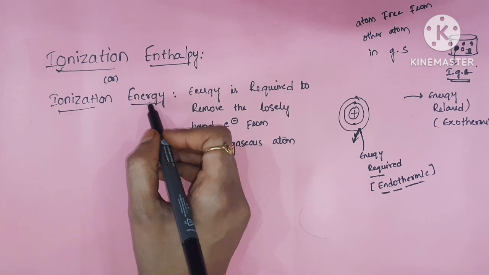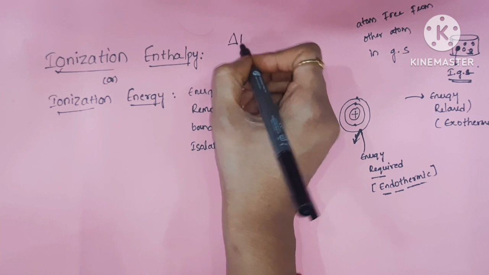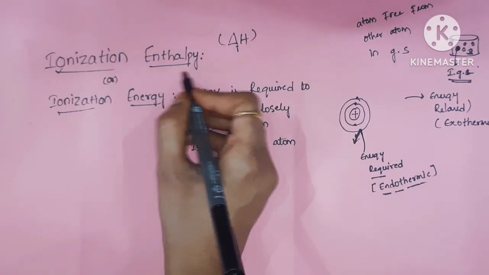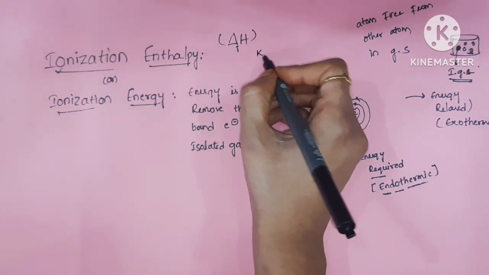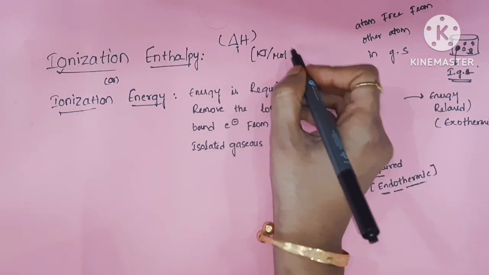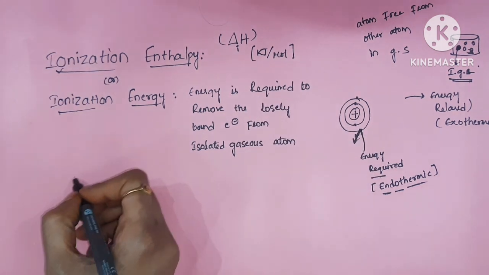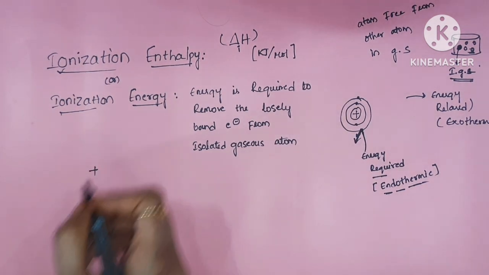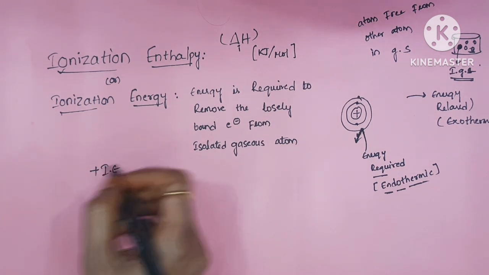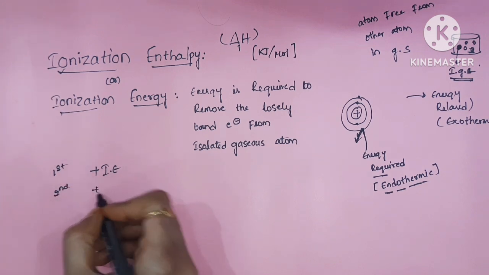Ionization enthalpy is denoted by delta H, and the unit for ionization enthalpy is kilojoule per mole. Now, first ionization energy and second ionization energy.